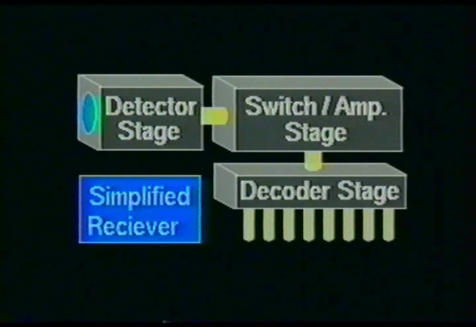Notice that the receiving device is somewhat similar to the transmitting device we just discussed. This device contains a detector stage, a switch amplifier stage, and a decoder stage. Now let's examine each of these stages.